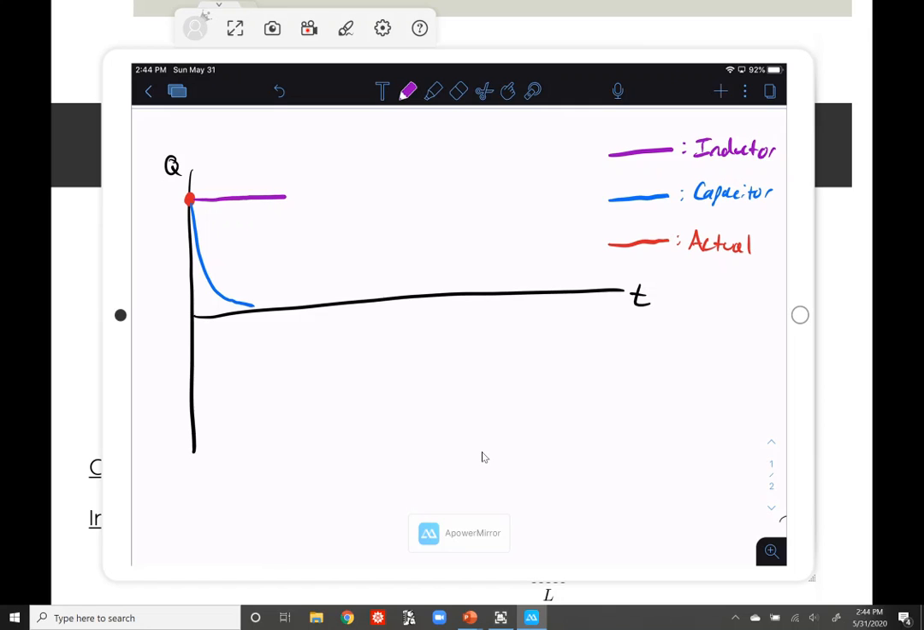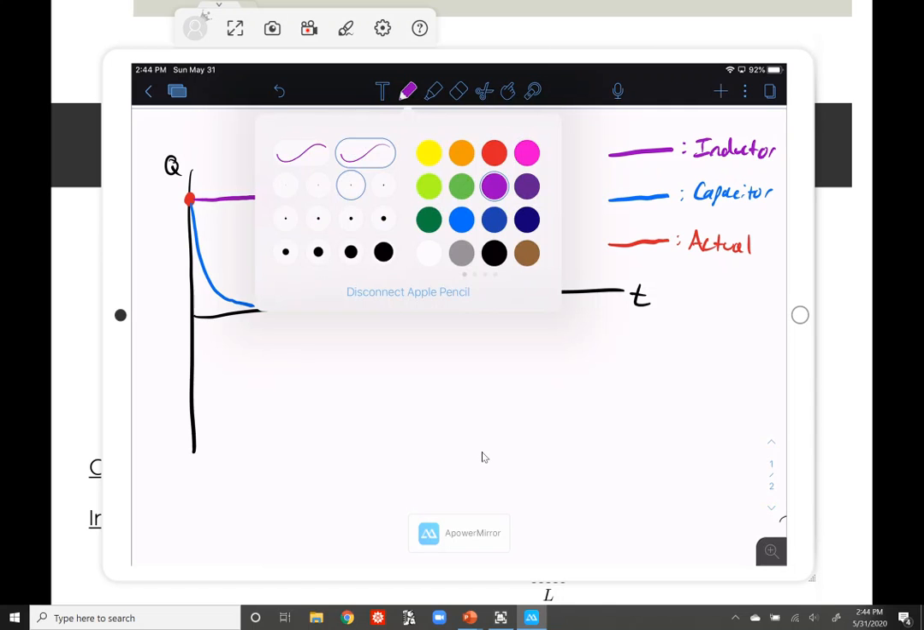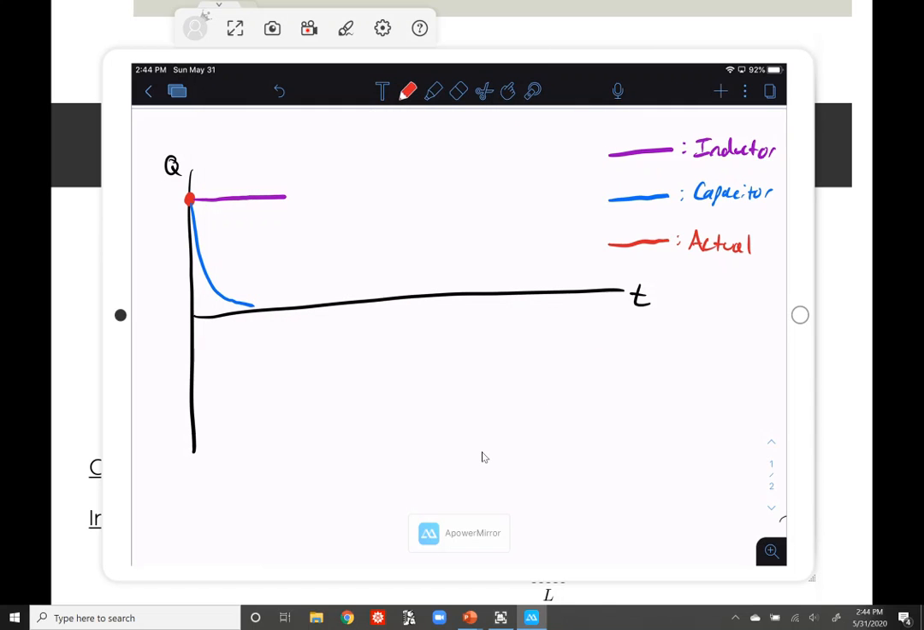If that charge were to change, that would mean that you had current. So the actual behavior is going to be something in the middle of these. It's going to say, you can get down to 0 charge, but you had to build up the behavior of getting there slowly.